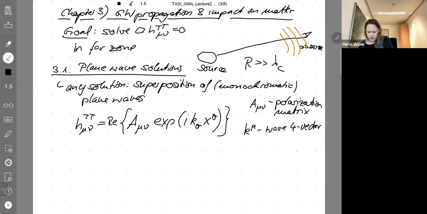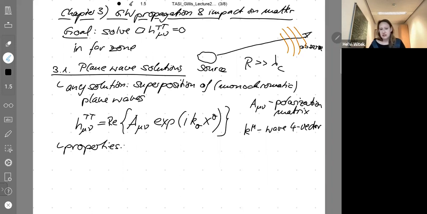Okay, so what I want to do with you now is discuss properties of the solution which are implied by the transverse traceless gauge, and then I will go and give a more specific example as we go along. So first of all, what are the properties of the solution?